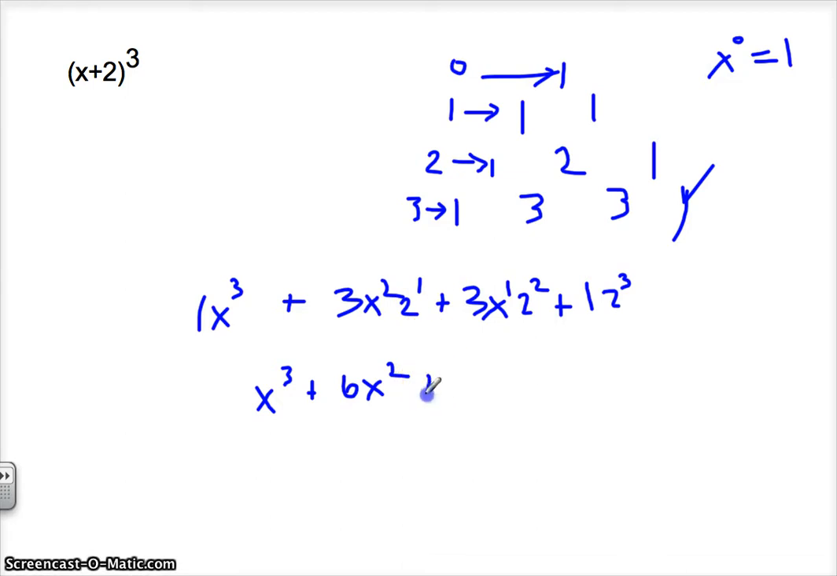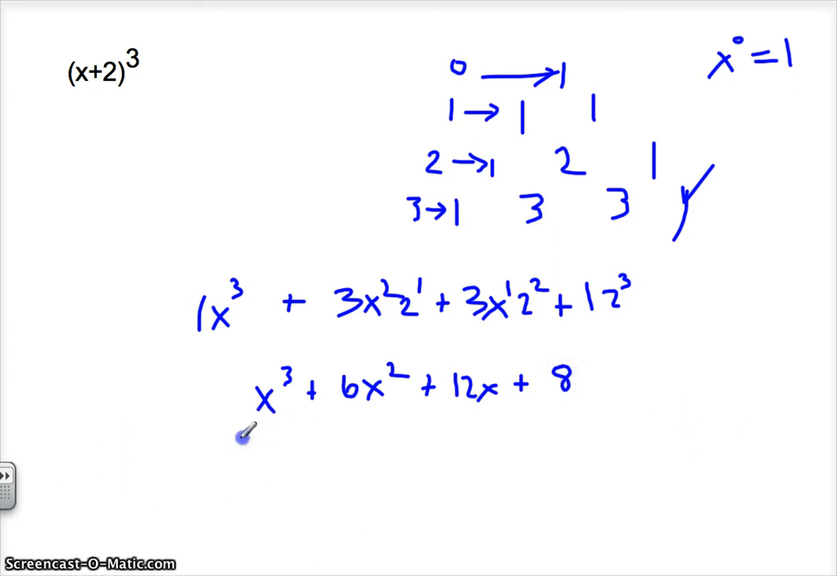And I'm going to do another addition sign. And now I'm over here. So now I have 3x to the 1, 2 to the second. Well, 2 to the second is 4. So 3 times 4 is 12. x to the 1 stays the same. So we have 12x. And then last but not least, we have plus. We've got 1 times 2 to the third. Well, 2 to the third is just 2 times 2 times 2. 2 times 2 times 2 is 8. And 1 times 8 is 8. So our last term is just going to be the constant 8.